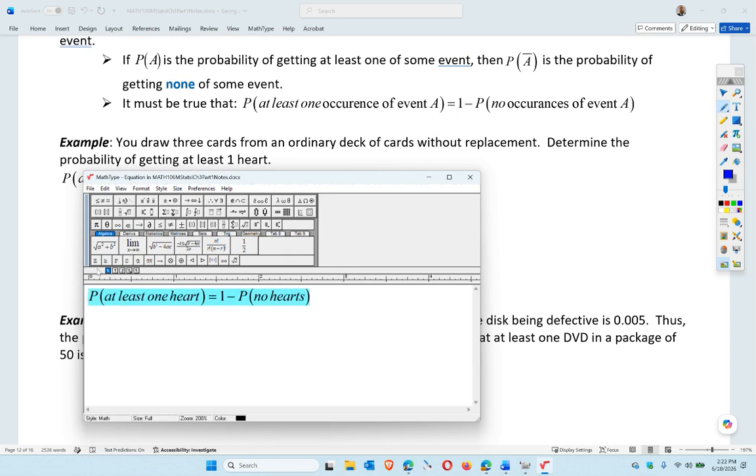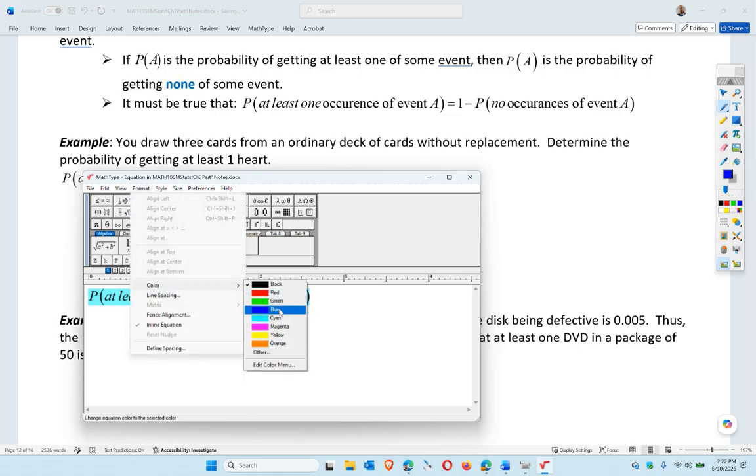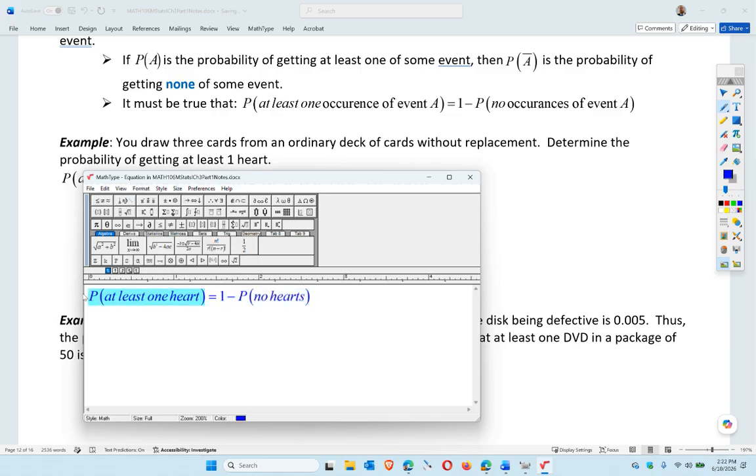Okay, so let's make this blue. Format, color, blue. So this is the direct way of figuring it out. This is the indirect way of figuring it out. So the indirect way tends to be easier in a lot of cases. In a lot of cases, the direct way is not. So if you went to infinity, you can't figure out at least 1 because it's an infinite number of possibilities. So you'd have to figure out at least 1, 2, 3, 4, 5, all the way up to infinity. You can't do that. But the indirect case, which is the flip, does actually work.